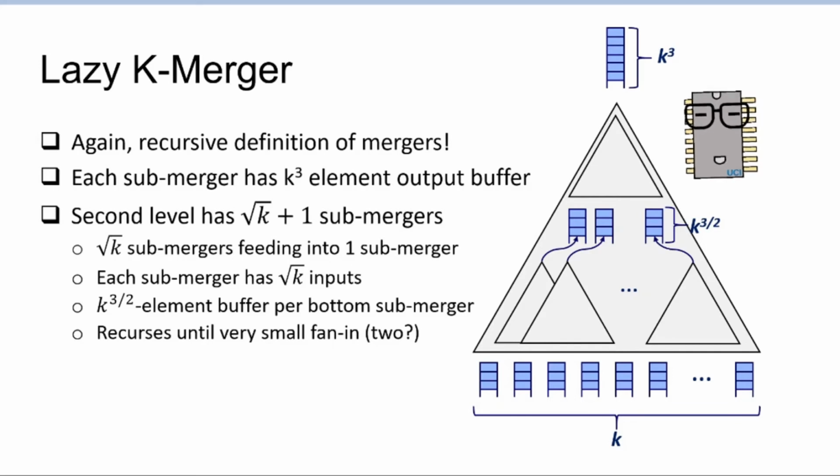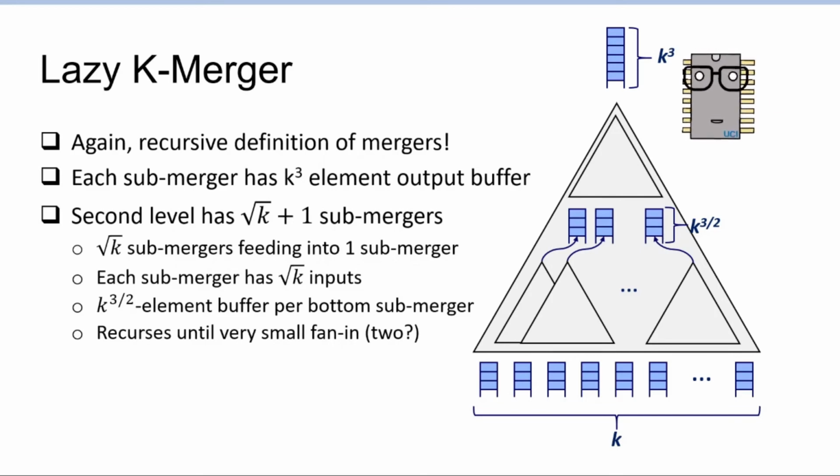Some of the details of the lazy K-merger that we need to remember to get the maximum performance out of it is that each submerger, the little trees that we see here, has a K cubed element output buffer, depending on the size of the input. For example, if this whole merger decides to take in 4 inputs, we need to assign at least 4 to the power of 3, which is 64 element output queue for this algorithm to run in an optimal way.